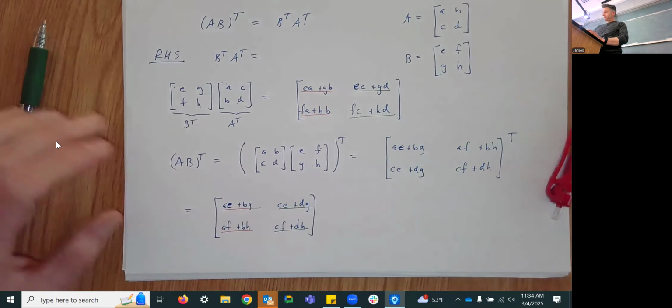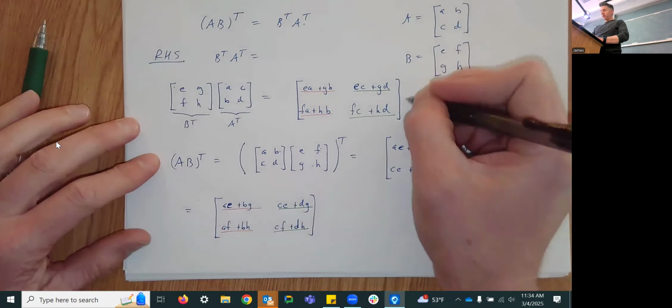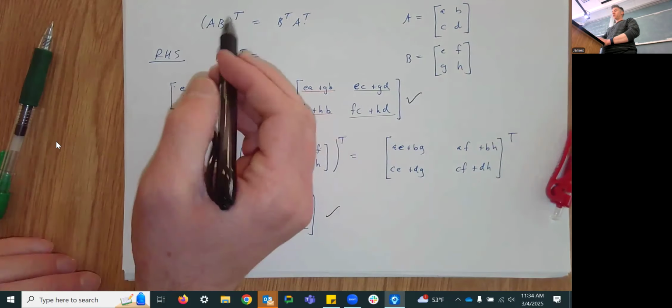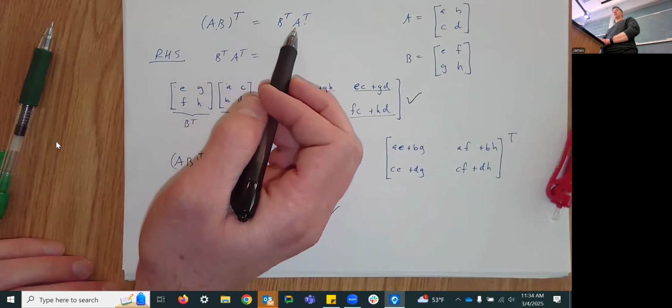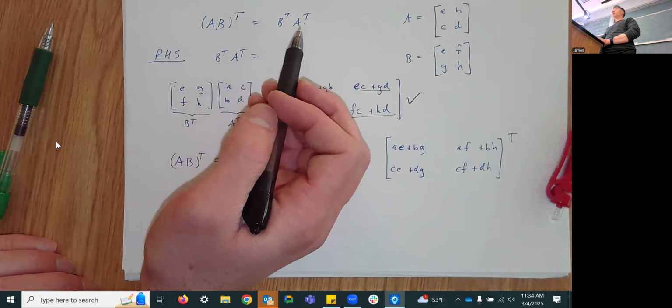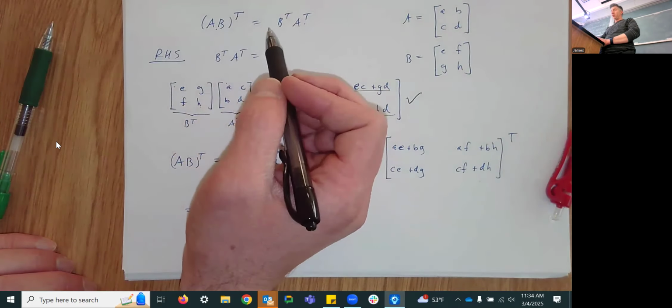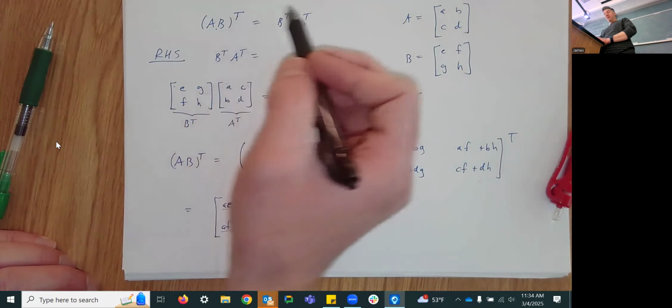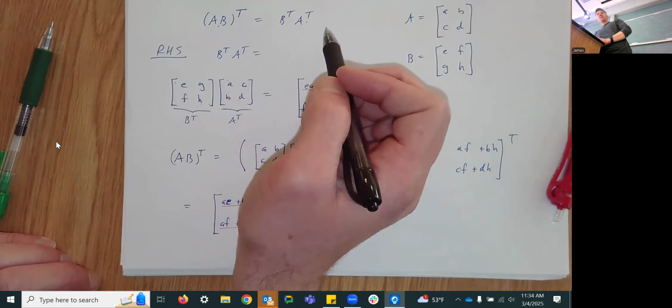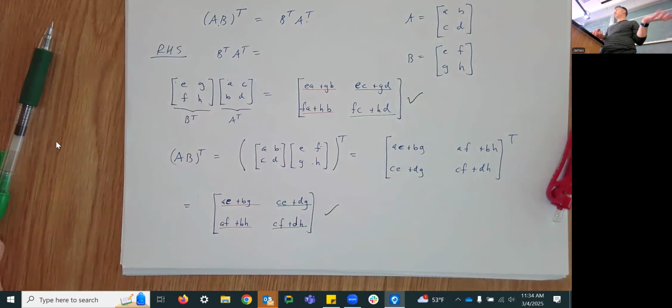These are the same. So it is interesting, I think, that when you take the transpose of a product, you actually end up interchanging the order of multiplication. You get the product of the transposes multiplied together, but in the opposite order. Right? A times B transpose is B transpose times A transpose, right? The order switches, which is kind of neat.